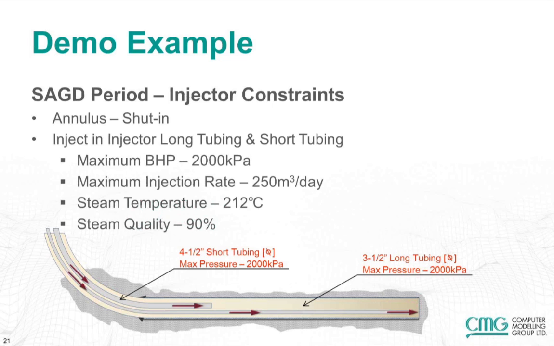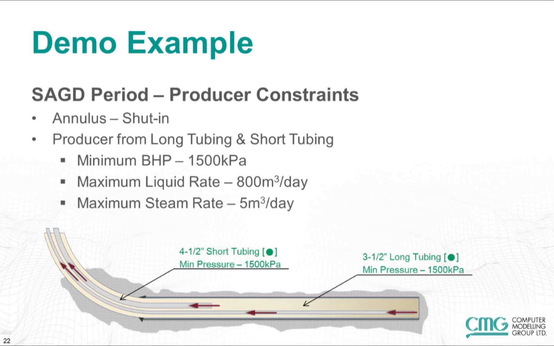When we switch over to the SAGD period, in the upper injector, the annulus will continue to be shut in, and we will inject steam in both the long tubing and the short tubing, as you can see in the schematic here below. In the SAGD period, for the lower producer well, we will be producing from both the long and the short tubing, as you can see in the schematic, and the annulus will continue to be shut in.